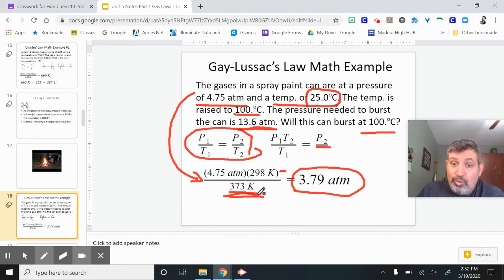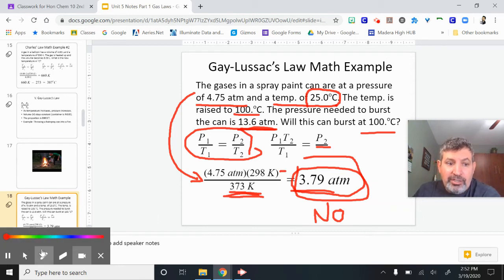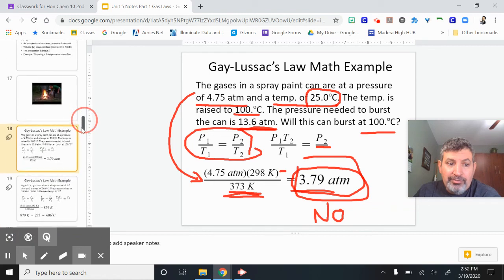Now, what's going to happen to the can at this pressure? If it explodes at 13.6, then nothing's going to happen to this. So the can, it's an absolute no that it's going to burst at 100 degrees Celsius. Now, in a real fire, it's going to get way hotter than that, but we're just saying at this temperature, what's going to happen there, okay? And we're not even sure if this is being thrown into a fire at that point. So that's a Gay-Lussac's problem, okay, that we have.